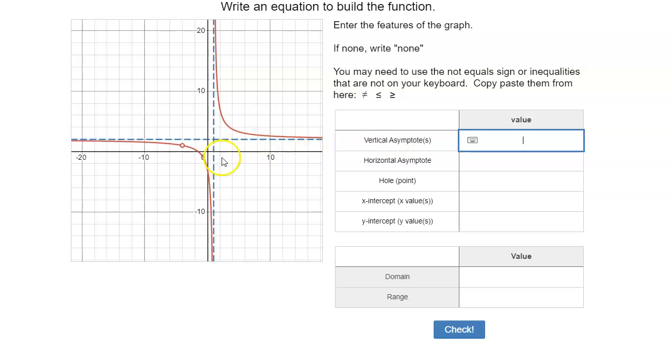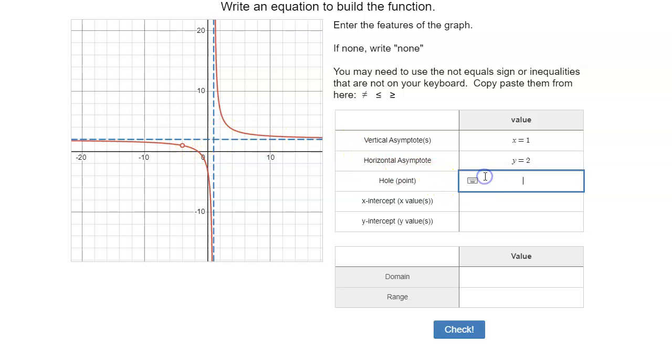So in this case, I look at it and I see that I've got a vertical asymptote where x is equal to 1. So that is the equation of a line that I need to write. So it's where x is equal to 1. Horizontal asymptote is where y is equal to 2, right? We can just look at that and see that. Okay.